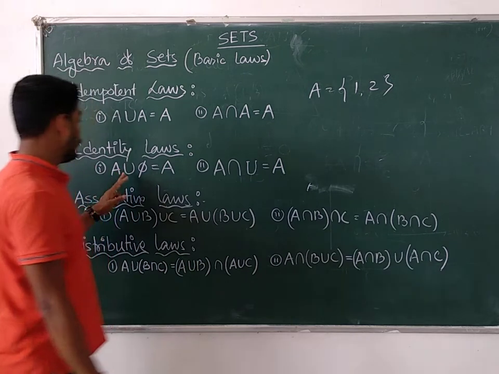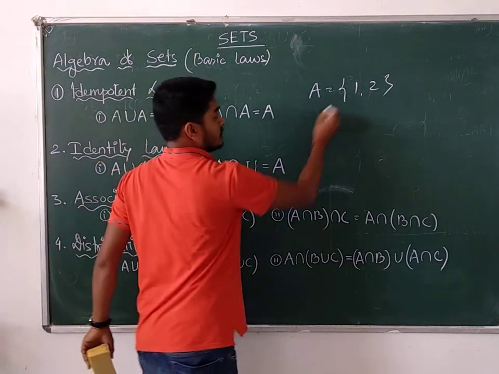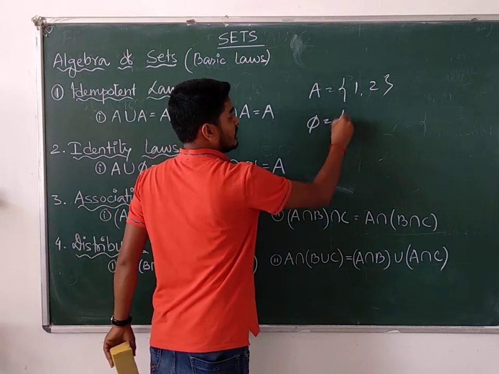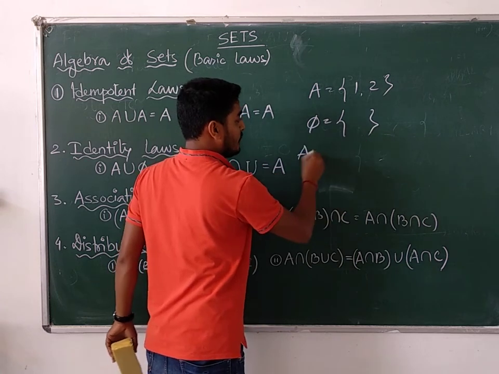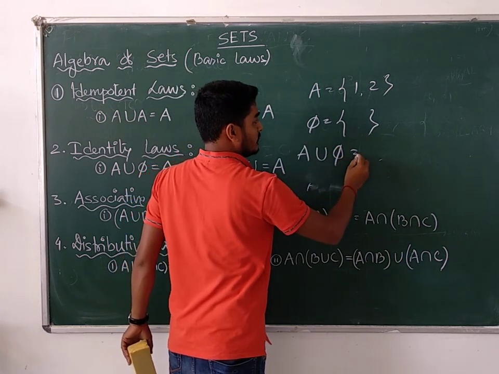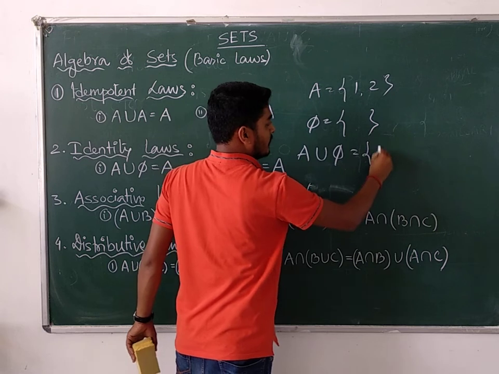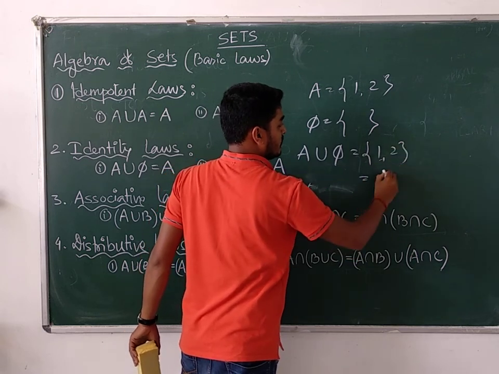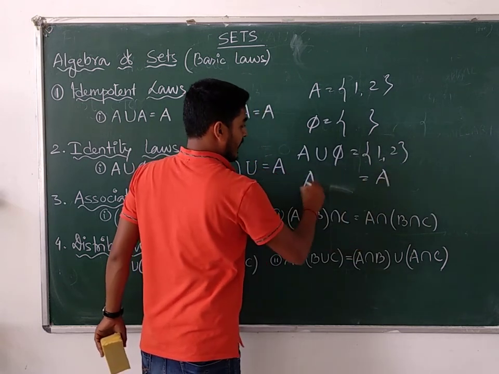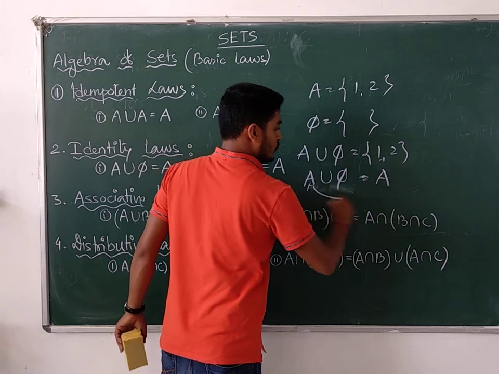In the same way, for union, what set is considered? If I consider phi, which is nothing but the empty set, then A union phi is equal to what? Just combine the elements: you will have 1, 2, which is A. So that means A union phi is equal to A, the same set.